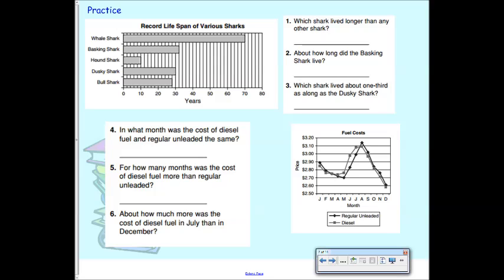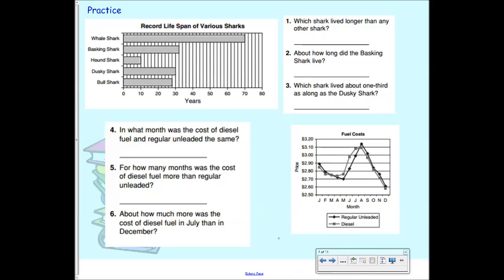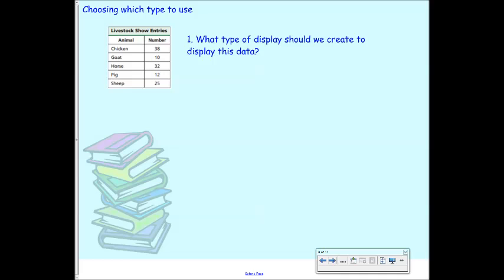All right, so to wrap up then, how can you decide which graph to use? Bar graph, line graph, double bar, double line, or pie chart? For instance, this question has a table that says livestock show entries, and it has a list of animals, and then a number of animals. So which one might you use here? A bar graph, a line graph, or a pie chart?